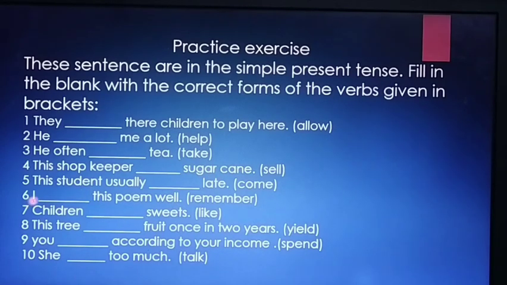Shopkeeper is singular. This student is singular, so it will take s, comes late. I recite this poem well. So I, we, you, they will use the same form of verb, remember. Children, plural here, so we'll use the same form. Children like sweets. This tree yields. This tree is singular, yields fruit once in 2 years. You spend according to your income. She talks too much.